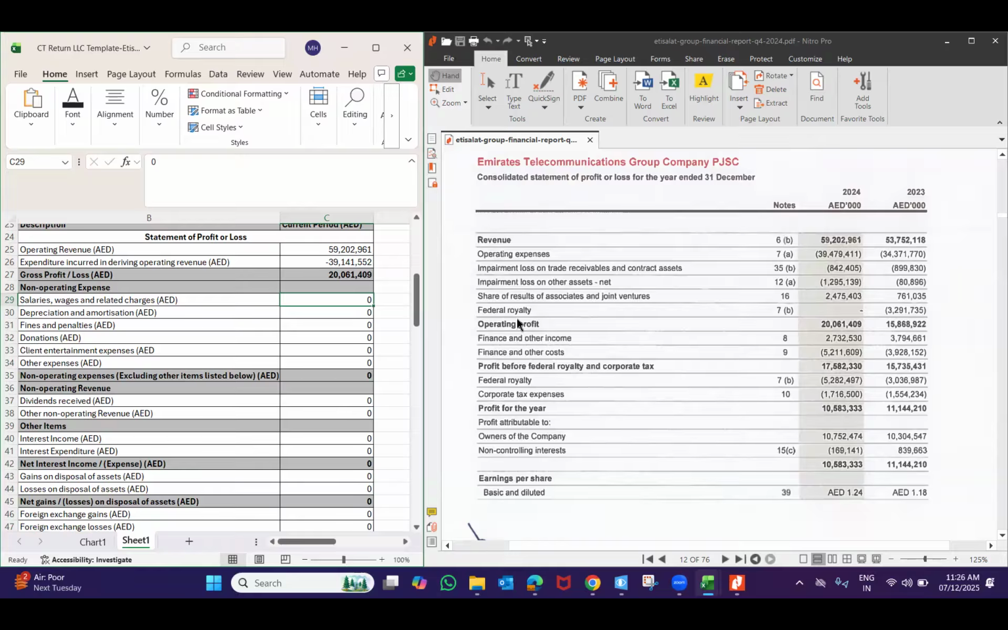Okay. Next is shown the salaries and wages and related charges. From where did we take this figure now? We have to go to the notes. Most probably they are mentioning it. Yes, you can make the screen big now for the PDF. Later on we come back to the same setting.